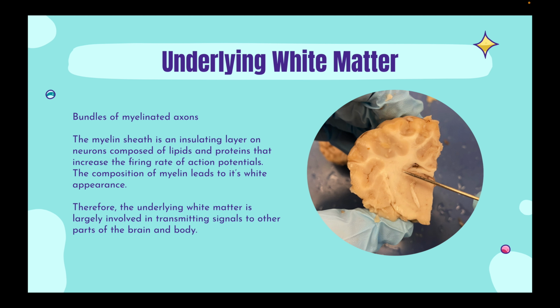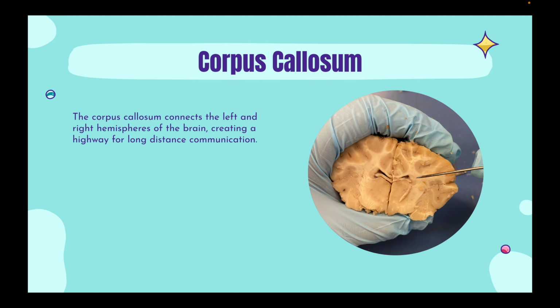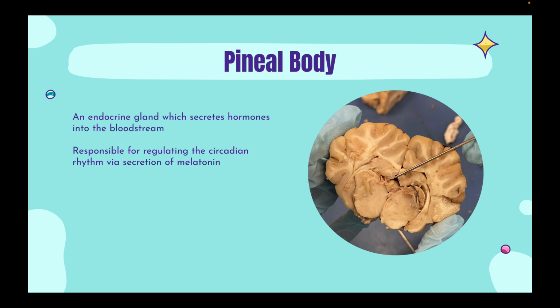Whereas the underlying white matter is bundles of myelinated axons. The myelin sheath is an insulating layer on neurons composed of lipids and proteins, and they increase the firing rate of action potentials. The composition of myelin leads to its white appearance, and therefore the underlying white matter is largely involved in transmitting signals to other parts of the brain and body. Again, we have the corpus callosum connecting the left and right hemispheres of the brain, creating the long-distance highway we've mentioned. The pineal body is shown here from our coronal section.